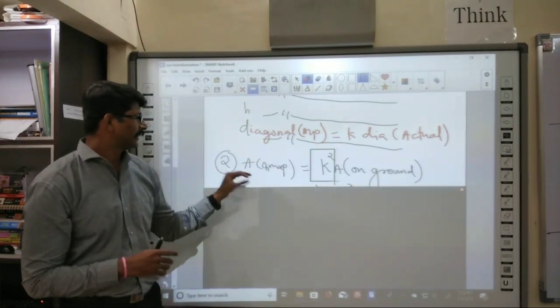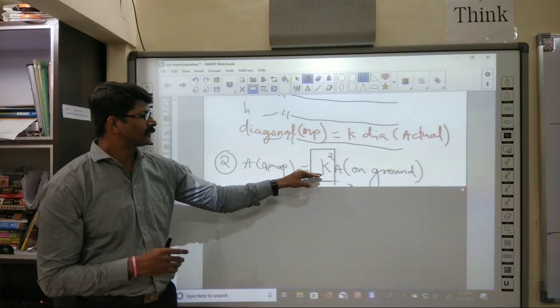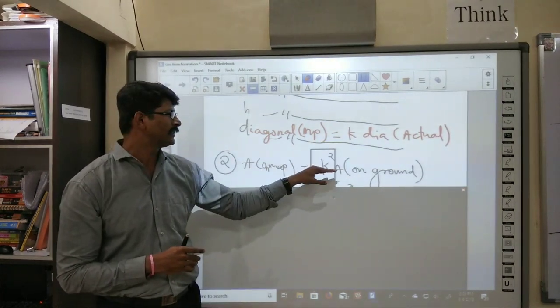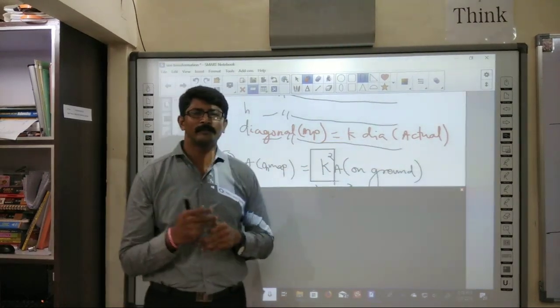So anyway, we'll go ahead. If it is area, it becomes k square. If it's a one-dimensional thing, it is k. If it is a two-dimensional thing, it is k square. What if it is three-dimensional?